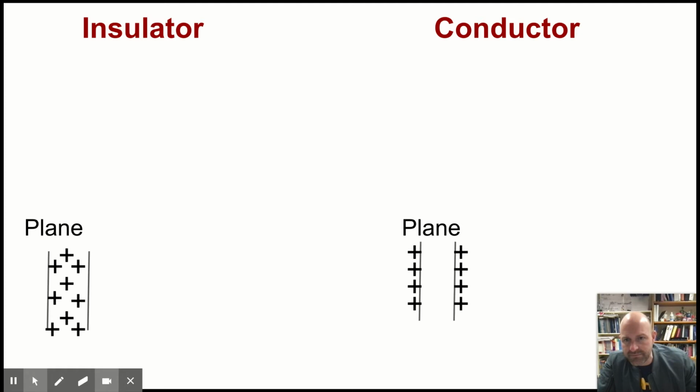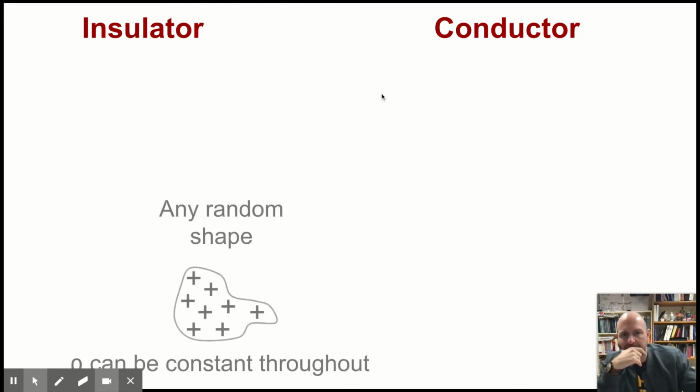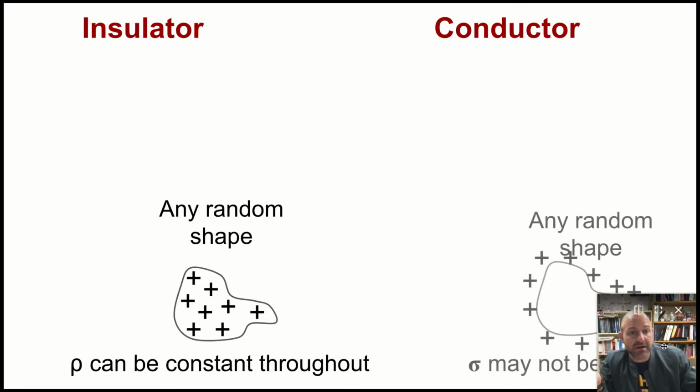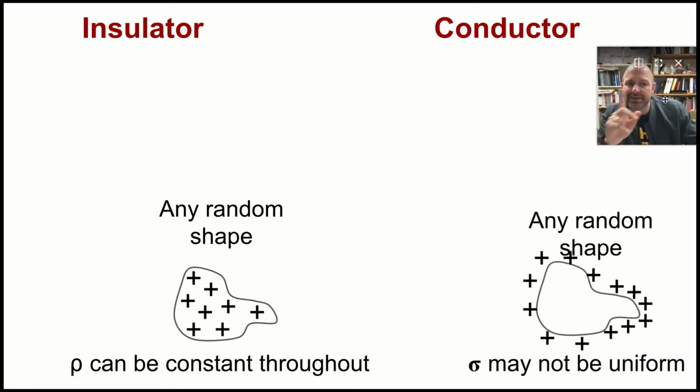For a plane, right, if you have a plane and you're kind of looking at the side of it, a plate of charge, you can distribute it if it's made of styrofoam or plastic or wood or something like that. But if it's made of metal, all the charge will go to the outside. Any random shape, the rho could be constant throughout it if you wanted to with an insulator. But with a conductor, the surface charge density probably won't be uniform because it needs to spread out to meet that condition of zero electric field inside.